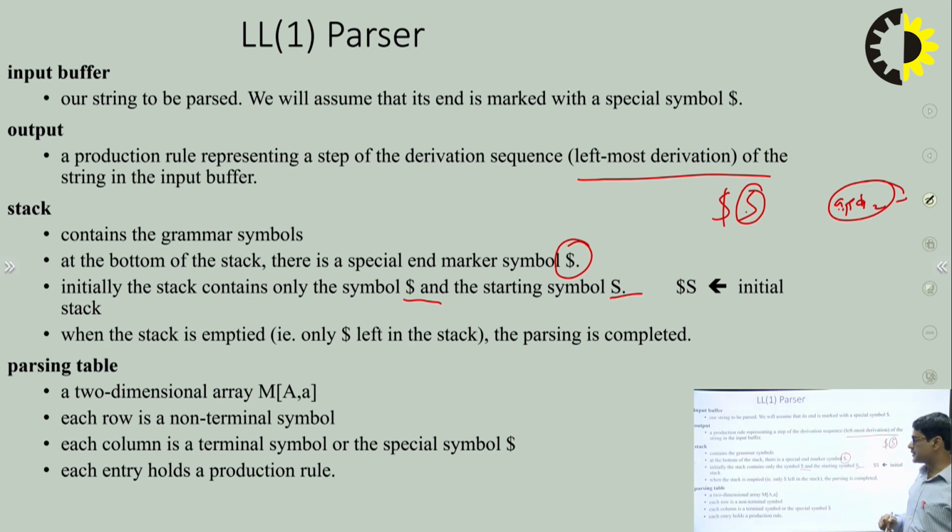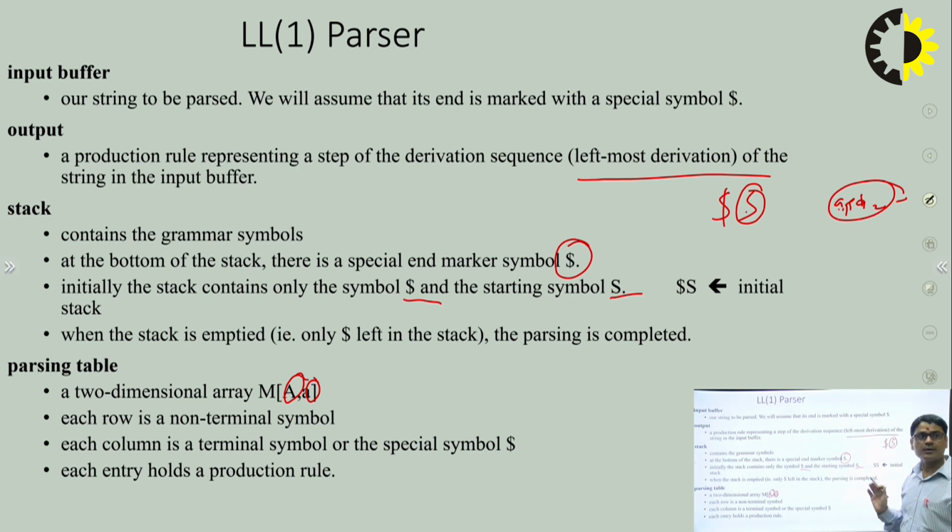Now what is a parsing table? A parsing table is a two-dimensional array that contains the variables as rows and the terminals as columns. This is the constitution of the parsing table, and the complete process of the LL1 parser is to derive that parsing table. So what we are going to study here is how to derive that parsing table from the given grammar. That is our purpose.